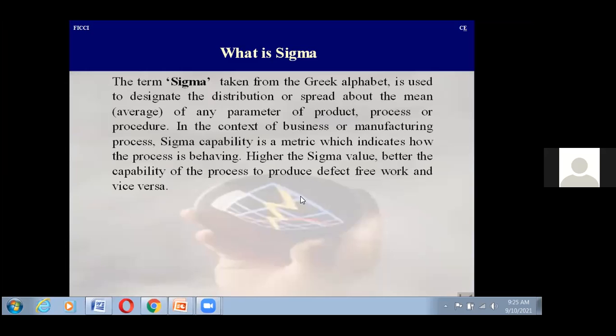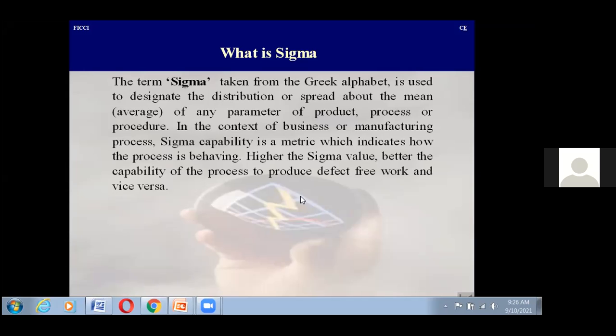The term sigma has been taken from the Greek alphabet. It is used to define the distribution or the spread around a mean. In mathematics, we read that there is always a mean around which there is a spread. Within the specification limit, there's always a mean. Around the mean, on the plus side and the minus side, we have the spread of the process.